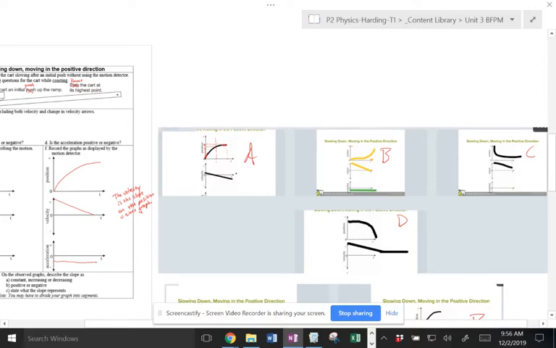But in the end, this was for the type of motion where the detector's here at the bottom and the cart's going to get a little push. And so as soon as it leaves my finger, it becomes interesting.